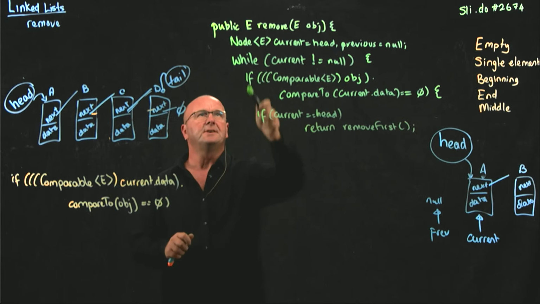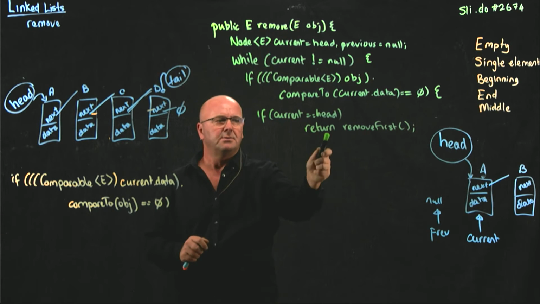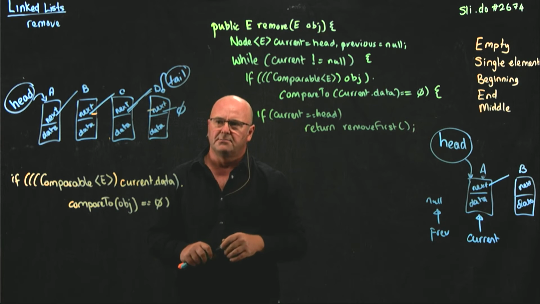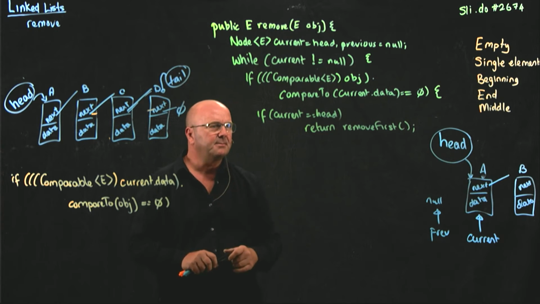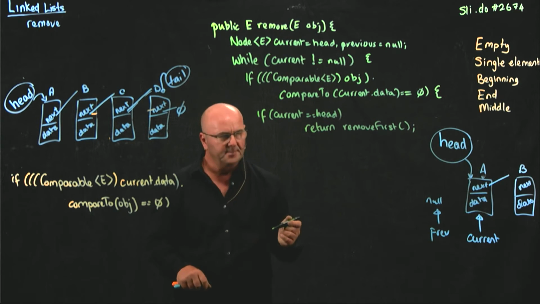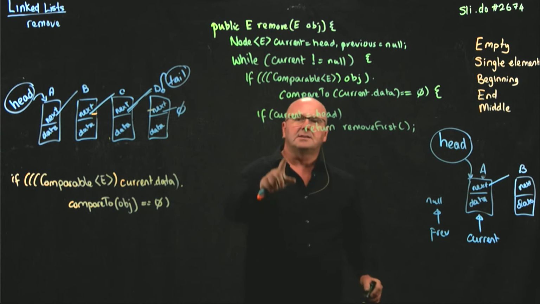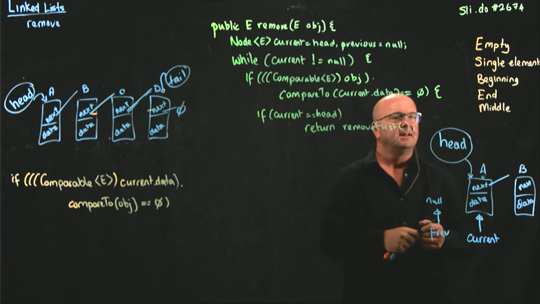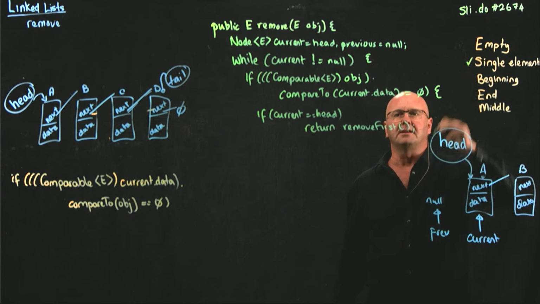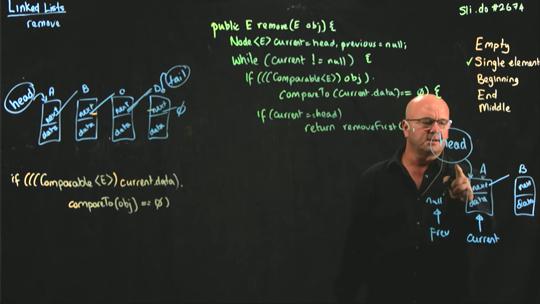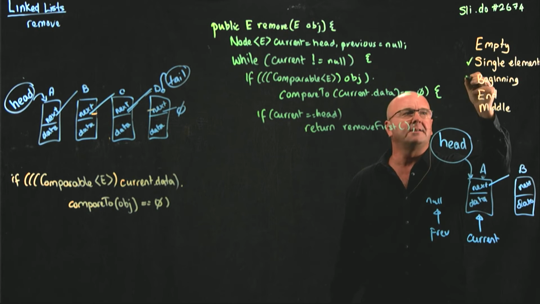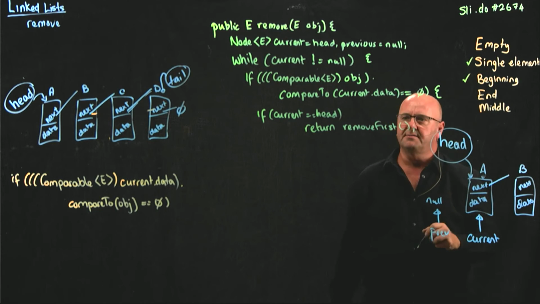As long as remove first returns an E, we're returning it, it's all good. We've debugged remove first, we don't have to worry about it. This one test, if current equals head, return remove first, handles both a single element list, because current and head are the same, as well as tail, and it handles working at the beginning of the list.